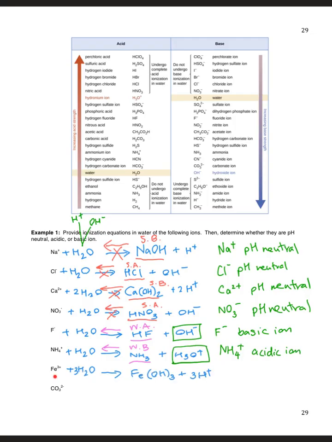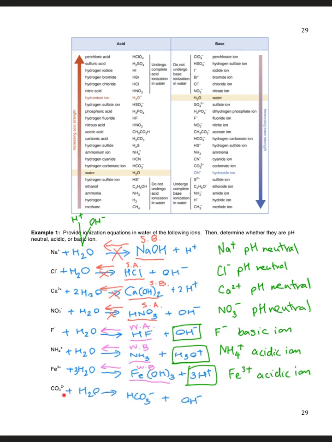For the iron ion, you can see that it has a positive 3 charge. So it's going to accept 3 hydroxide ions from water, so we need 3 water molecules. And that would become iron hydroxide plus 3 protons. And as you see, iron hydroxide is not one of the strong bases, so iron hydroxide is a weak base. And a weak base partially ionizes, so the reversible process will happen. So in this case, you will end up with the overall reaction that produces protons. Therefore, the iron ion is an acidic ion because it produces protons in the solution.